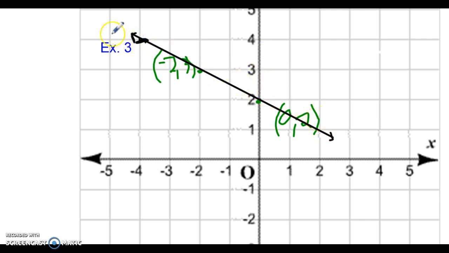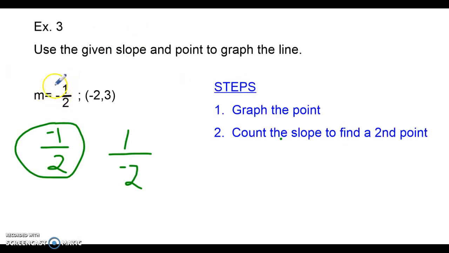No matter what, and look at the slope of this line. You guys know this is a negative sloping line. Basically what we have right here, negative sloping line.